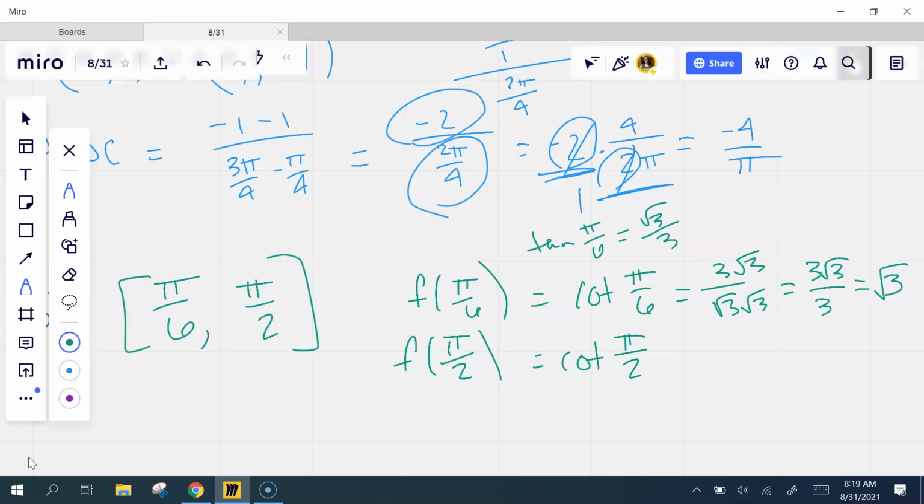This one you have to think about a little bit more. Okay, the tangent is undefined, but what about cotangent? It's 1 over cosine, right? No, it's cosine over sine. What's the cosine at pi over 2? What's the sine at pi over 2? So the cotangent of pi over 2. Although the tangent is undefined at pi over 2, cotangent is not undefined at pi over 2.